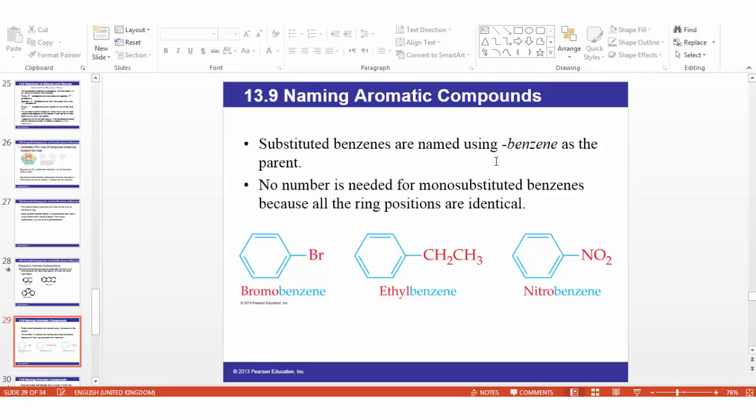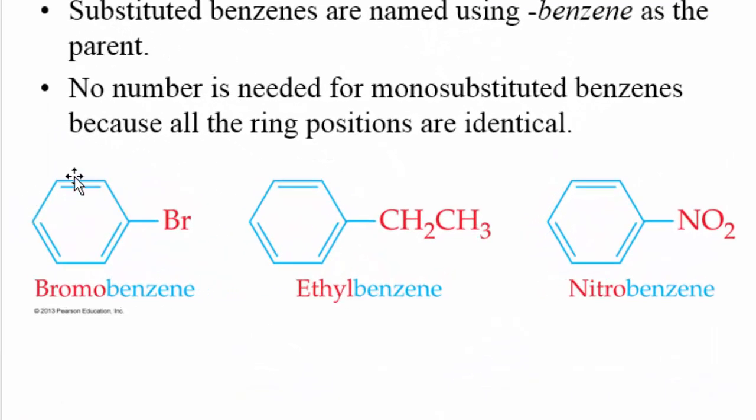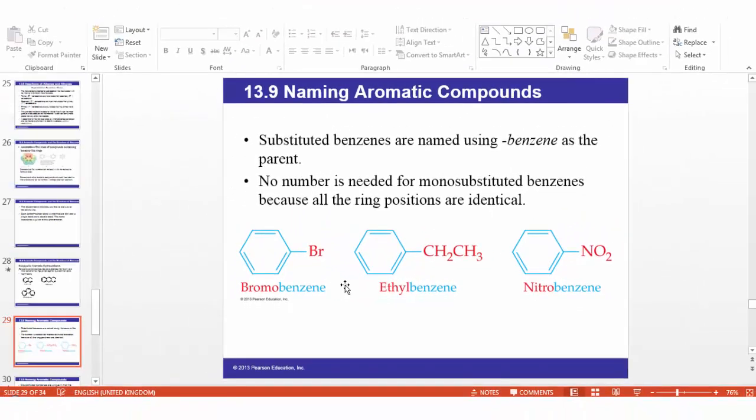Substituted benzenes are named using benzene as the parent. No number is needed for mono-substituted benzene because all the ring positions are identical. For example, if we place bromo here, we do not give it a number. This is called a mono-substituted benzene. Simply bromo followed by the word benzene. If the substituent is ethyl, it's ethylbenzene. If it is nitro, nitrobenzene. So no number is needed here.